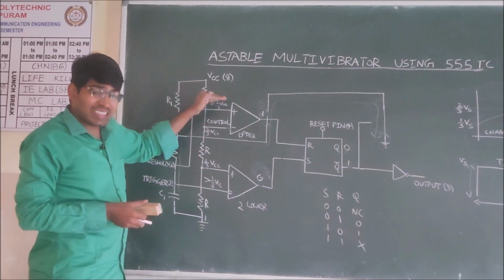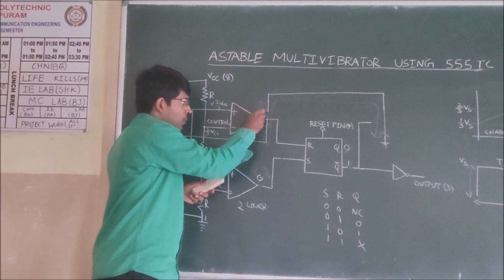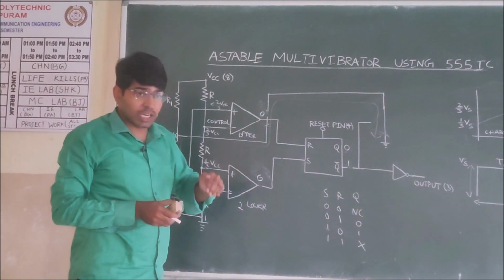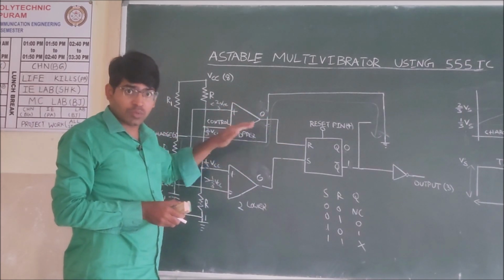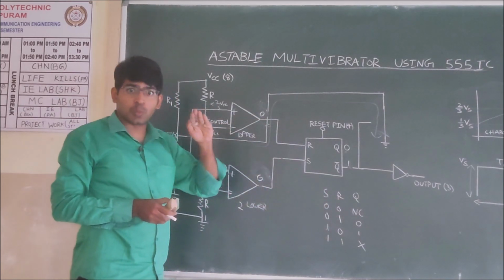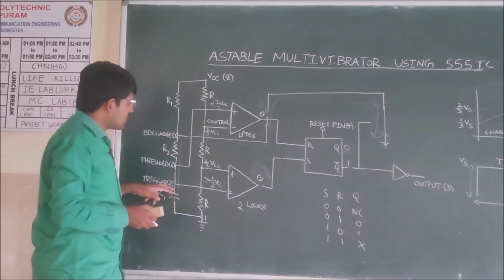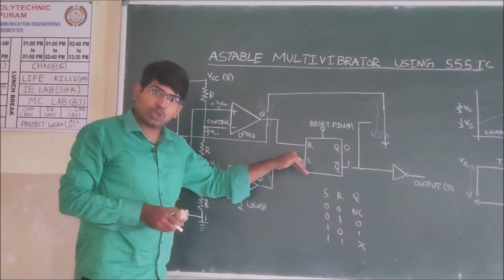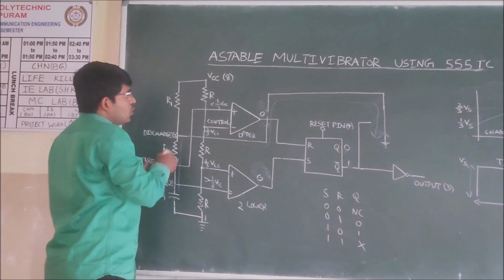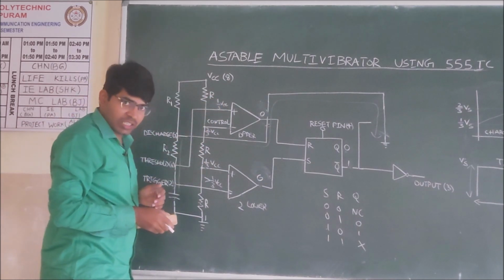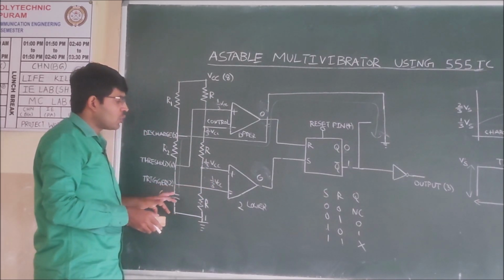Even though the voltage is less than 2/3 VCC, definitely the comparator value changes to 0, but the output still remains in the same state because the R input and S input both are zeros. That's why the output remains in the no change state. Now through this transistor, the capacitor discharges continuously. When the capacitor discharges, its value reaches 1/3 VCC.